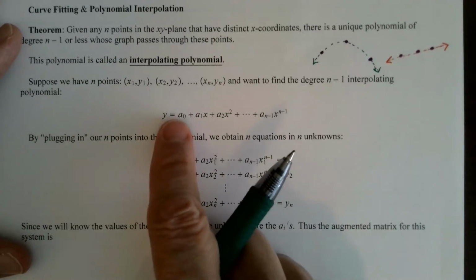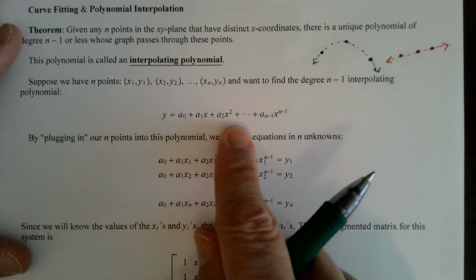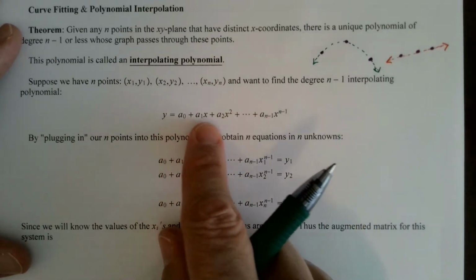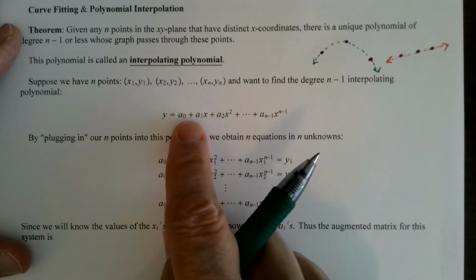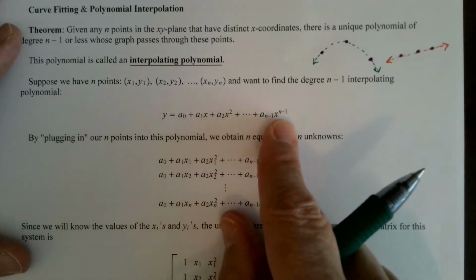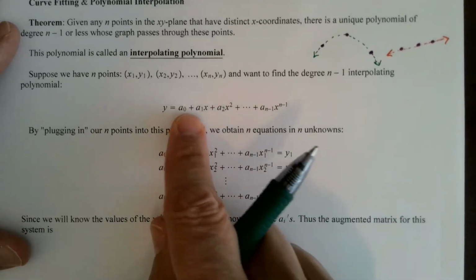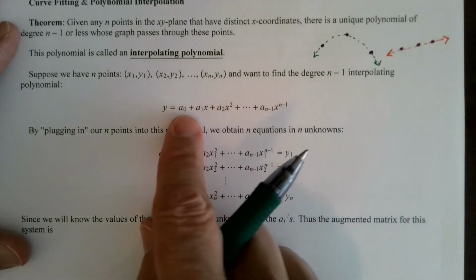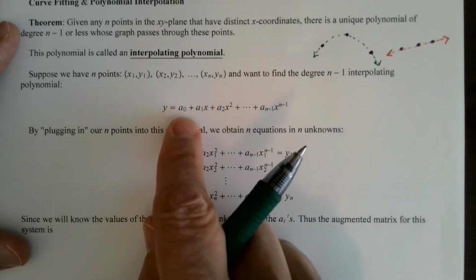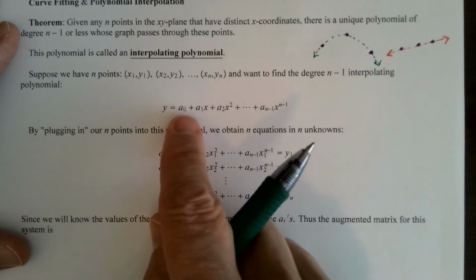So what would that look like? Here is a degree n-1 polynomial. I've put this in not decreasing but increasing order. A lot of times we'll do that. A lot of times you're used to writing polynomials from the highest degree term down to the smallest degree term. But here we start with the constant term. So the a sub 0 here is the constant term.